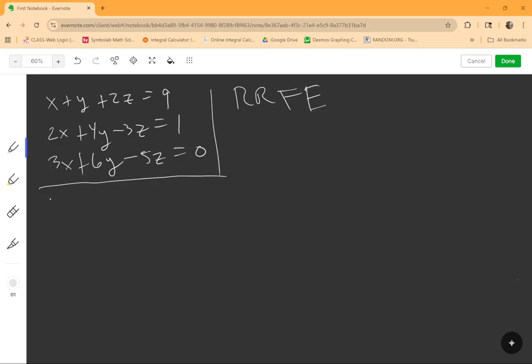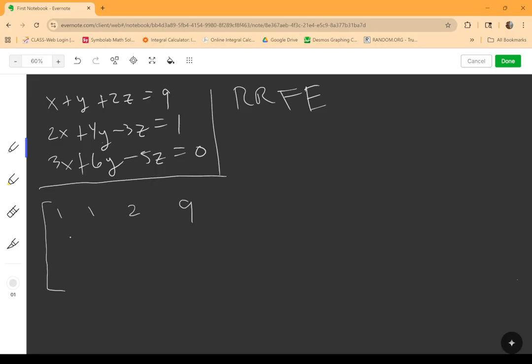The first thing is to put it into the augmented matrix. So the augmented matrix would look like this. -3, 1, 3, 6, -5, 0. All right, so the first thing I'm going to do: I have a 1 right there in the corner, in that first entry. So I'm going to start here and just try to zero out everything below it.